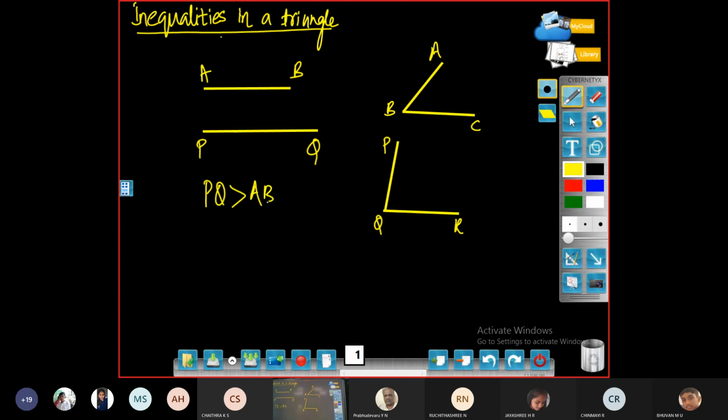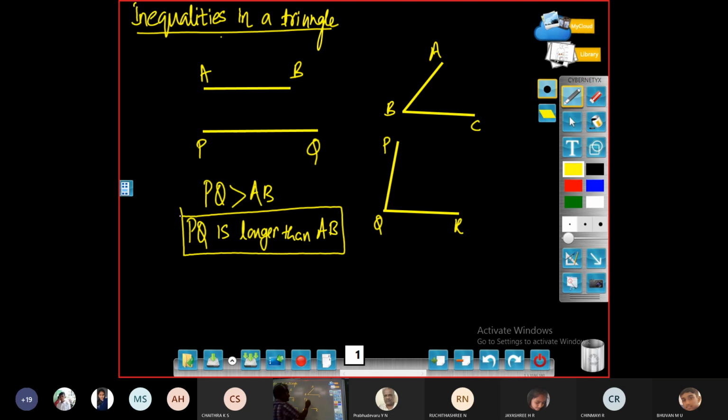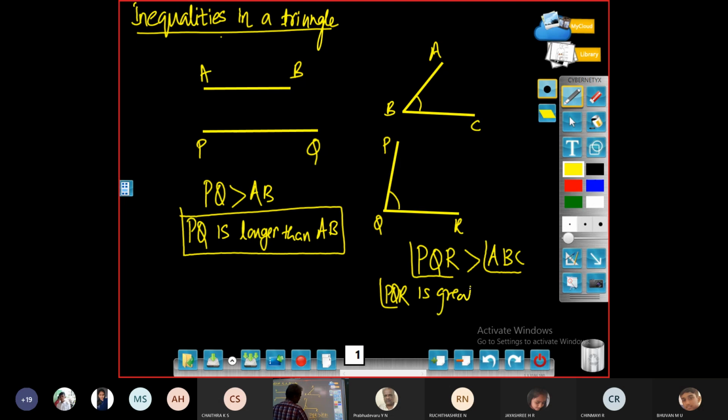This symbol represents greater. So it implies that PQ is greater, PQ is longer than AB. So this is a statement here. By looking at the diagram, we can write like this. In this, just compare this angle with this angle, it is clearly visible just by observation. You can write angle PQR measures greater than angle ABC. So here PQR is greater than angle ABC.